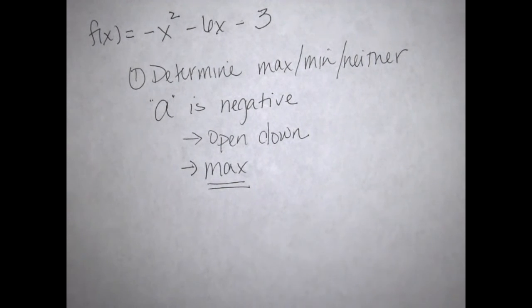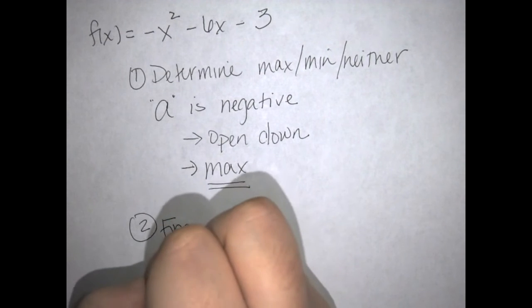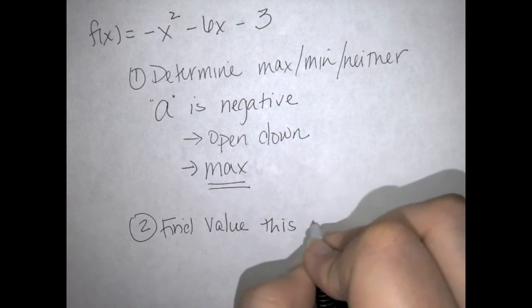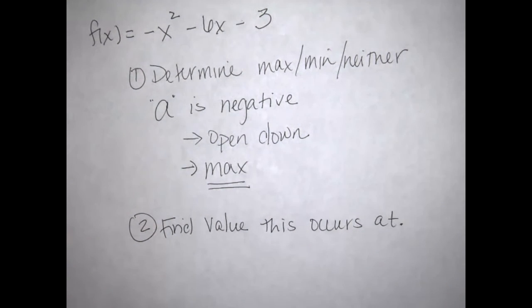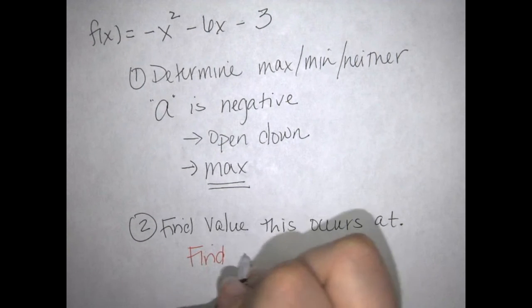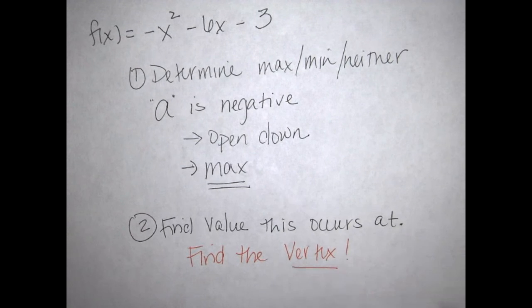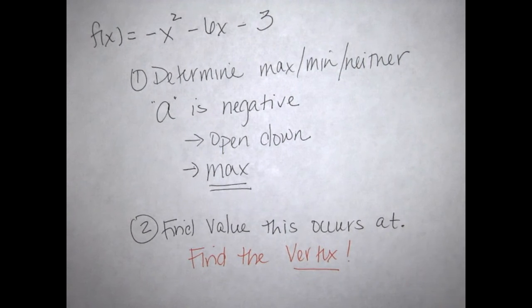Now the second part of this question would usually say you need to find the value this occurs at. Well, that is a fancy sentence for saying find the vertex. And that's all you have to do. The vertex is going to be the single point where your maximum or minimum occurs.